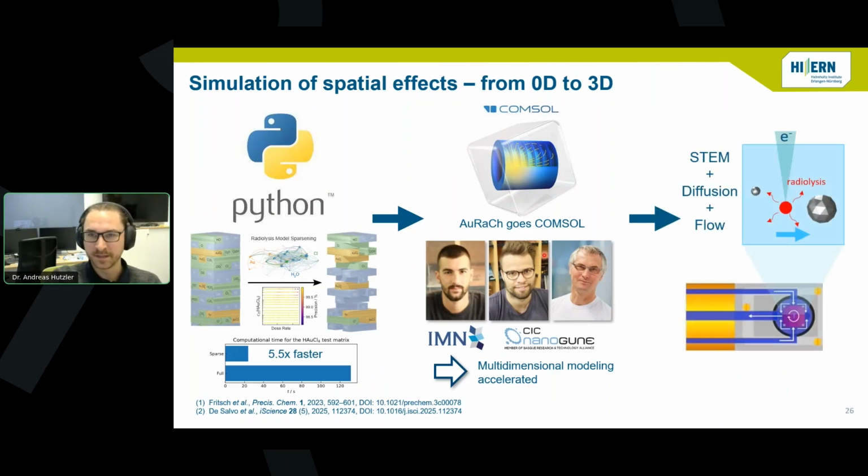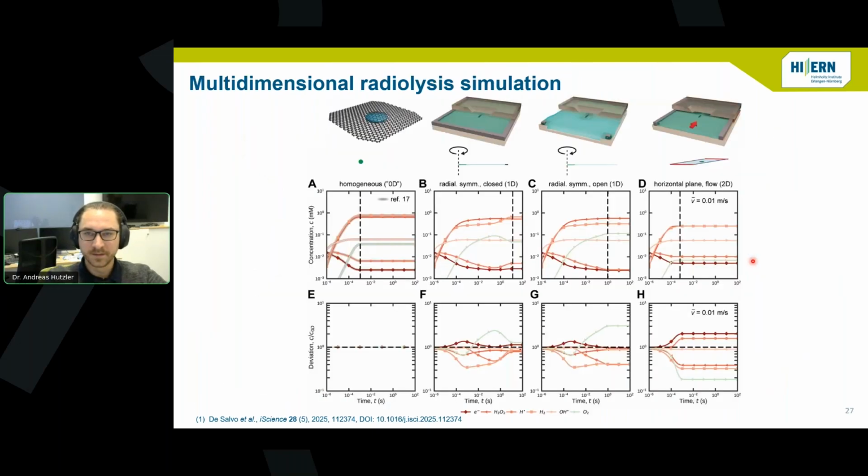But what you can then do with this very comprehensive 3D model is to simulate STEM, diffusion, and flow all at once. And we did this for the case of water, just for reproducing the 0D simulation that was provided by Nick Schneider in 2014, which translates to the case of more or less graphene liquid cells, where you irradiate the whole liquid volume at once.